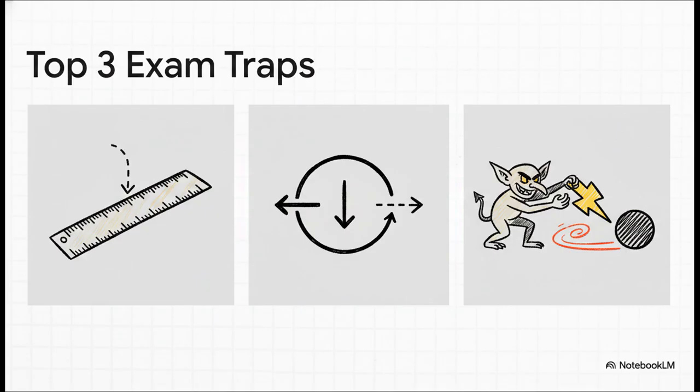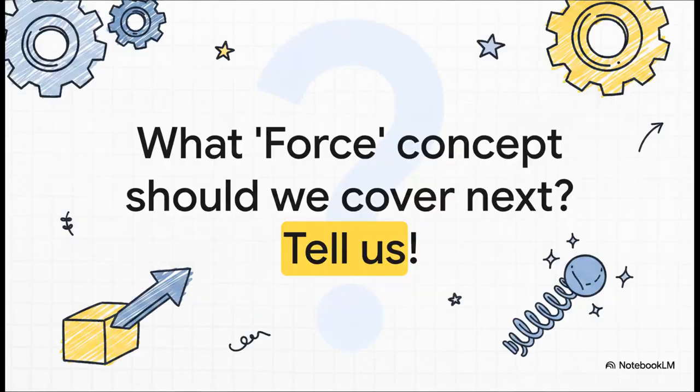Number 2, the real versus apparent force. Centripetal is the real force, pulling inwards. Centrifugal is just a feeling, an effect of inertia. And number 3, the energy thief. Mechanical energy is only conserved if there's no friction. Always check if that energy thief is in the problem. And there you have it. That's your masterclass on the trickiest parts of the force chapter. If you can remember to avoid these common traps, you are going to be in fantastic shape.